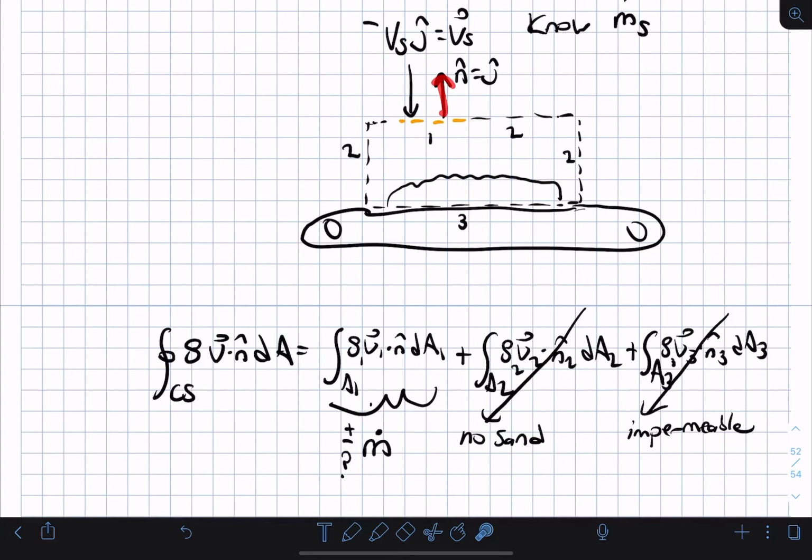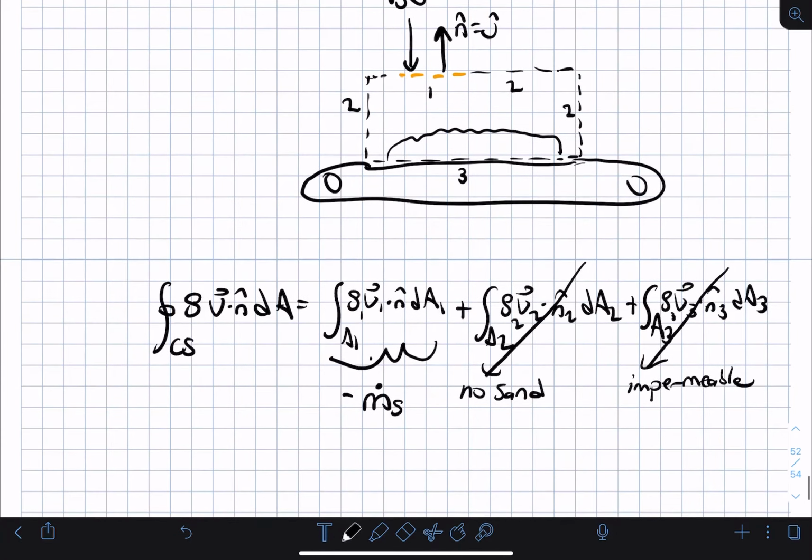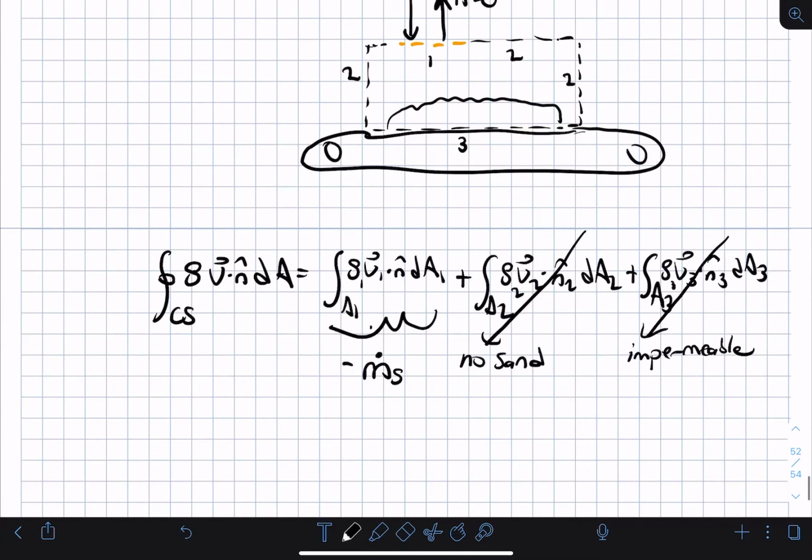So n hat points up here, and the sand's falling down from the hopper. So here you see that the n hat and the velocity vector are in opposite directions. That means that we choose the negative sign for m dot. And of course that's the sand falling down, so that's just m dot s. So this nasty looking surface integral just turns into the integral of rho v dot n hat dA, which equals minus m dot of the sand.